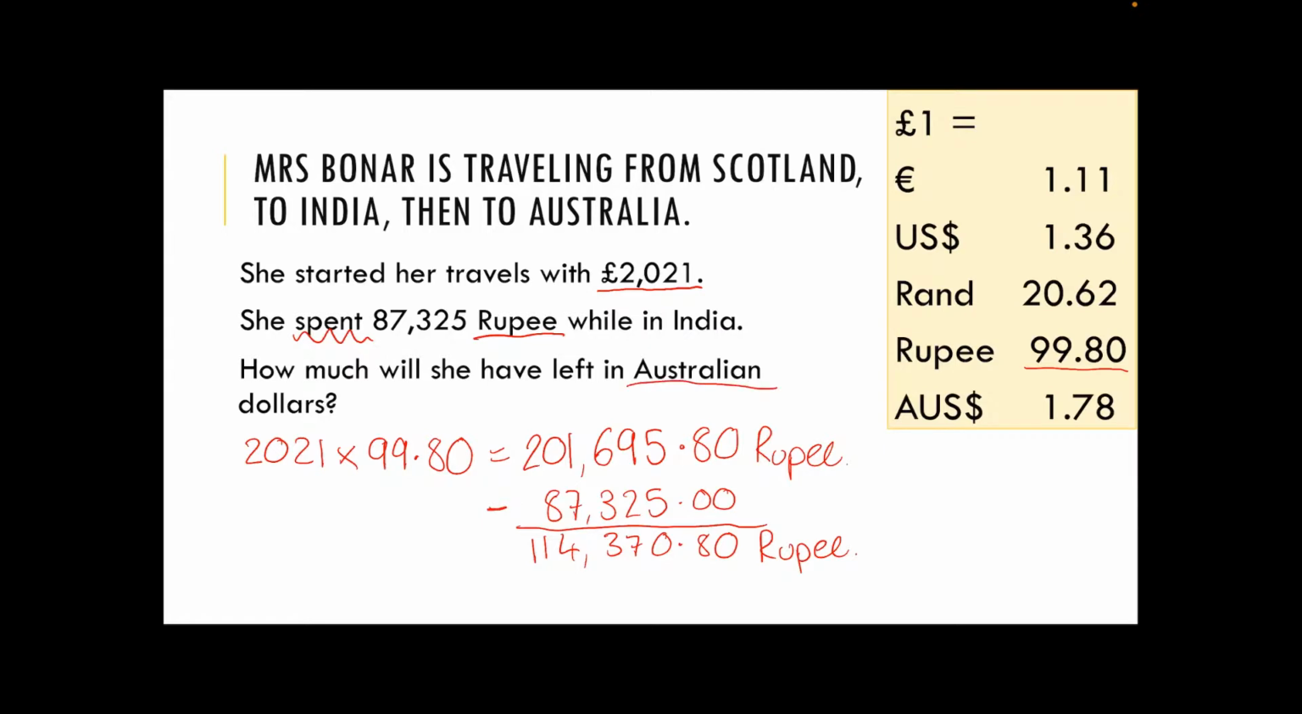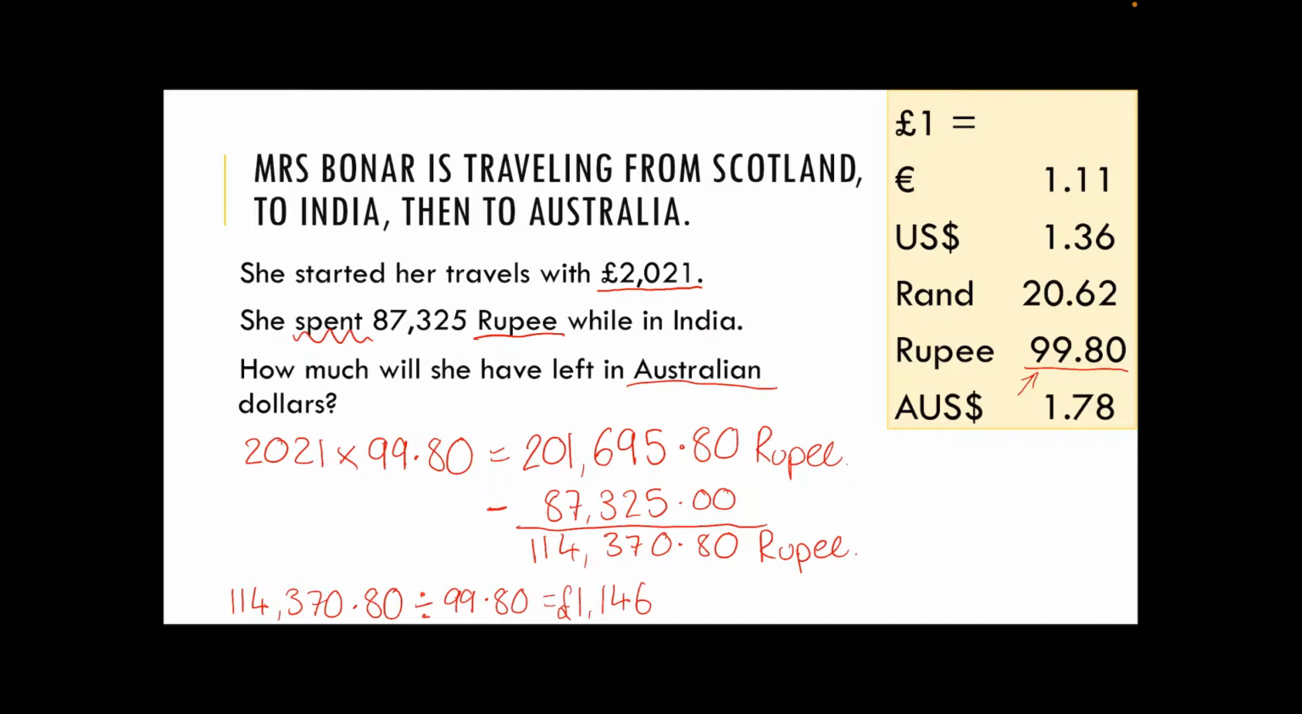So what I need to do is come back into pounds. So we'll start with 114,370.80 divided by the rupees, which was the 99.80. And that gives us £1,146.